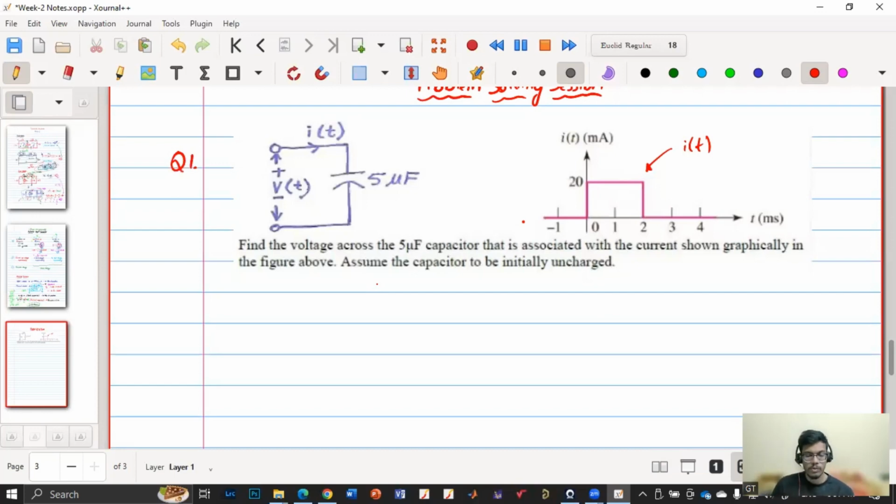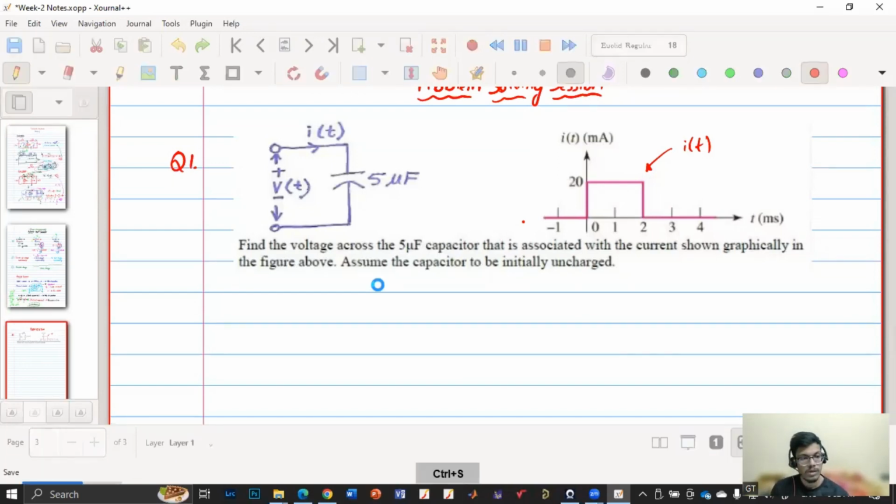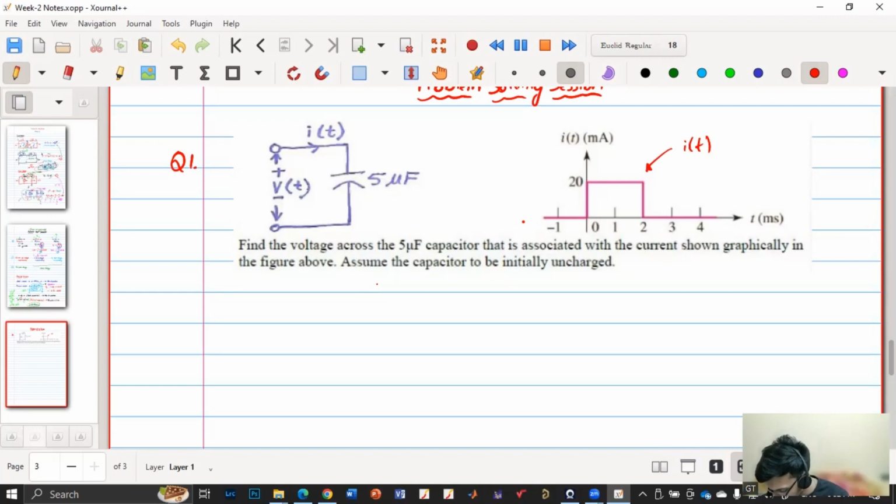So how can we proceed with this? How to solve such type of questions? I is equal to C dV by dt. Yes. So whatever we know regarding the capacitor, we'll be using that only. So i of t is equal to C into dV of t by dt.